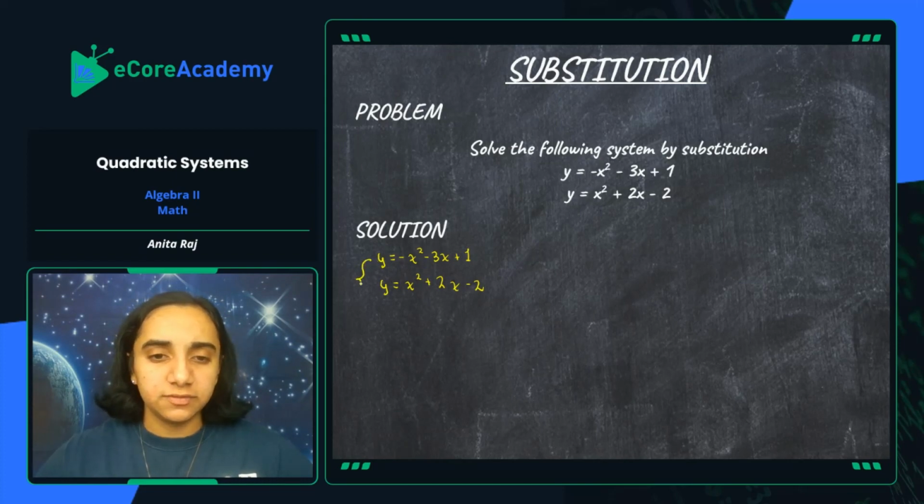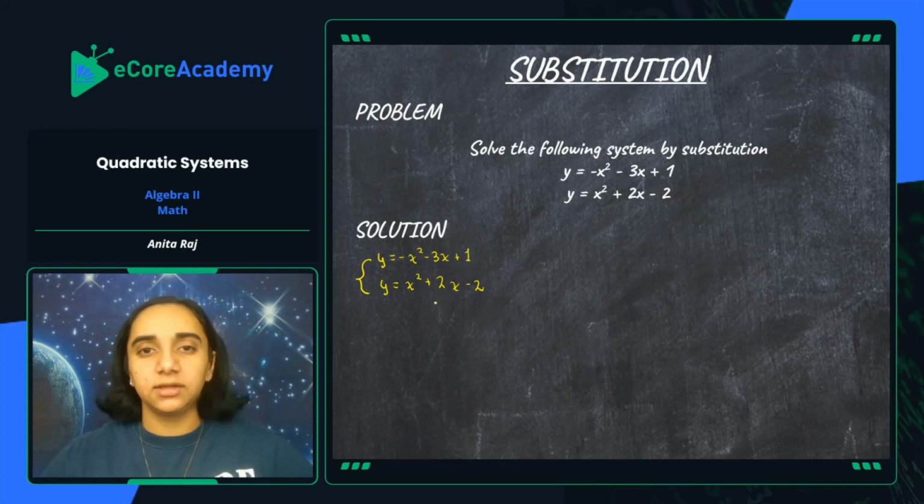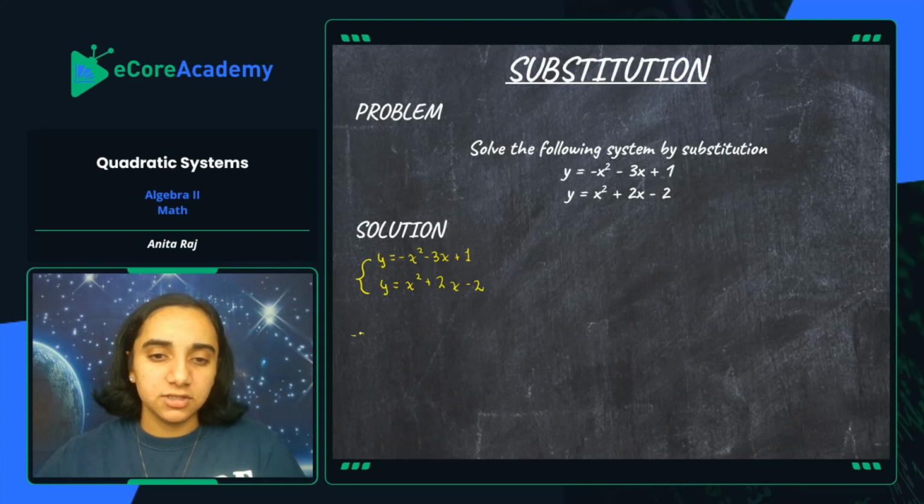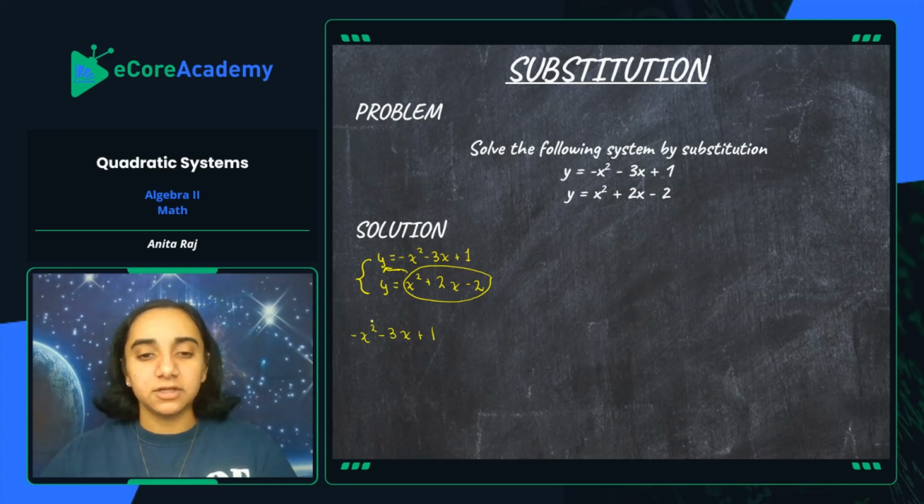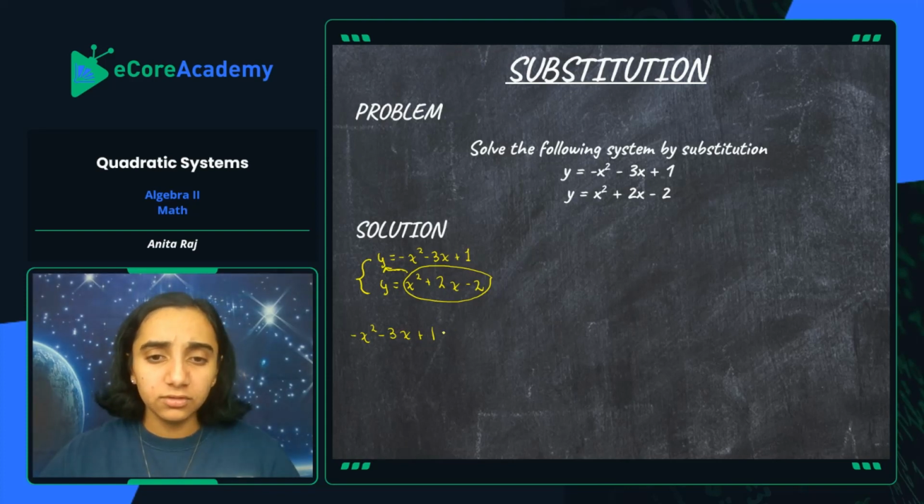What we're going to do first is, because both of these equations are equal to y, we're going to set them equal to each other, because technically they are equal to each other. So I'm going to rewrite this as negative x squared minus 3x plus 1. And think of it like I am substituting this right here, this x squared plus 2x minus 2, in for the y in the first equation, because technically both of these equations are said to be equal to y. So negative x squared minus 3x plus 1 is equal to x squared plus 2x minus 2.